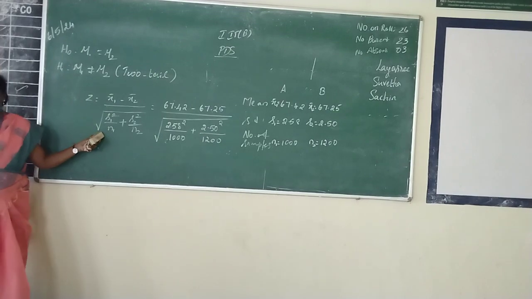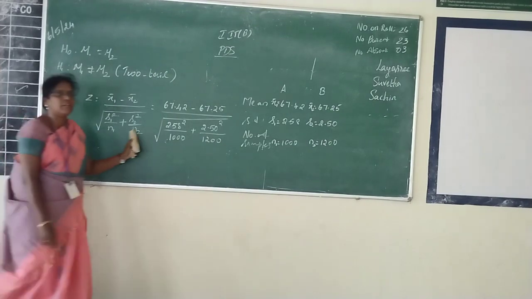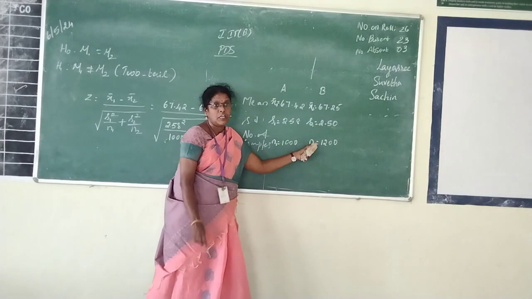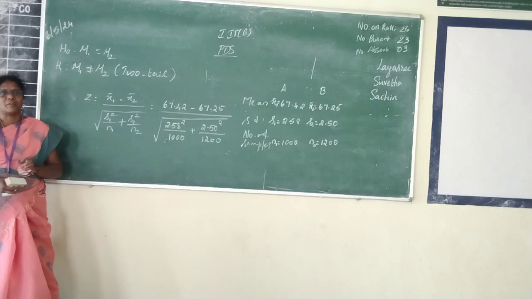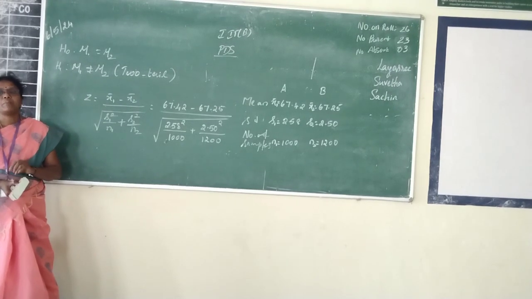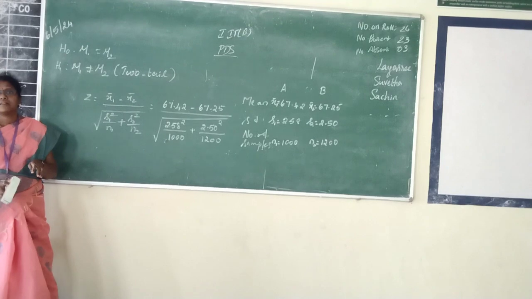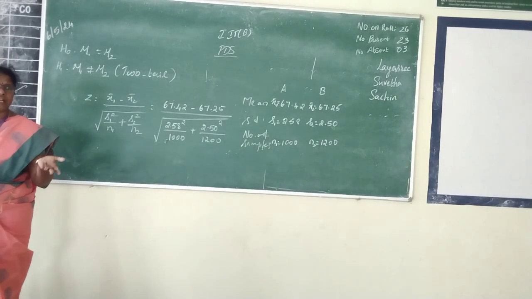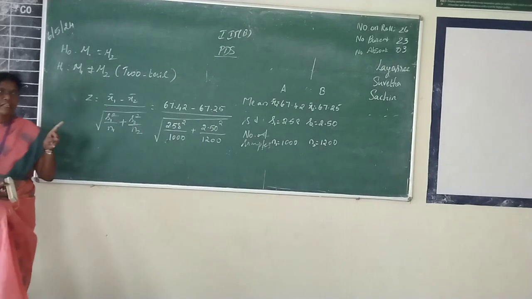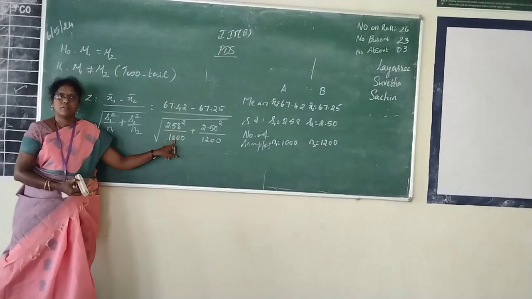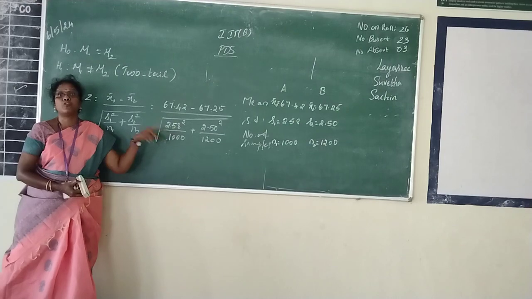This value alone you should be careful about. If you are given the standard deviation, it will be S1 and S2. If you are given the variance, the notation is S square, so it will be directly the value for S1 square and S2 square. Only if you are given the standard deviation will you square it. If you are given the variance, you should not square.